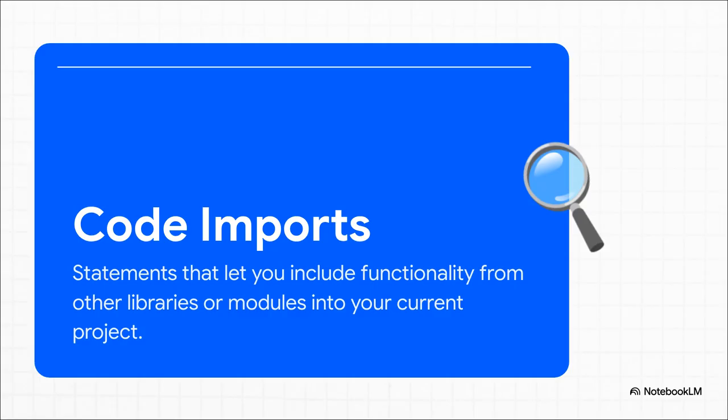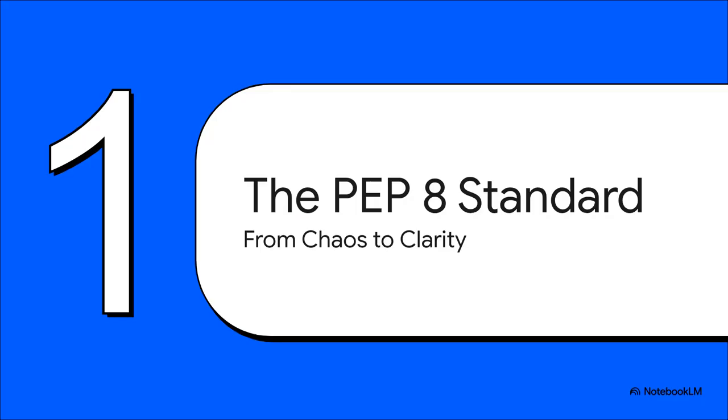What even are imports? Well, simply put, they're how you pull the power of other code into your own project. Whether it's Python's built-in modules or powerhouse libraries like NumPy and scikit-learn, imports are your gateway to a massive ecosystem of tools. All right, so how do we go from that chaos to some clarity? We turn to a community standard called PEP8. Think of it as the official style guide for Python, and it gives us a super simple, really powerful rule for organizing our imports.